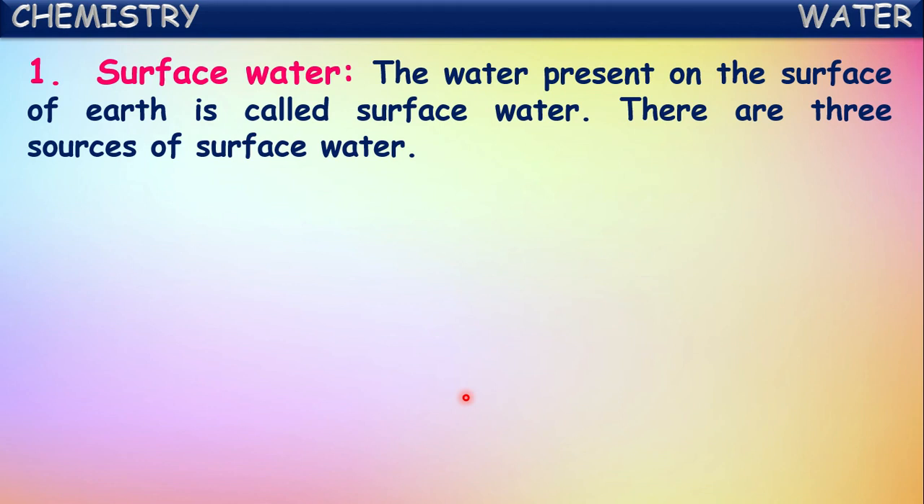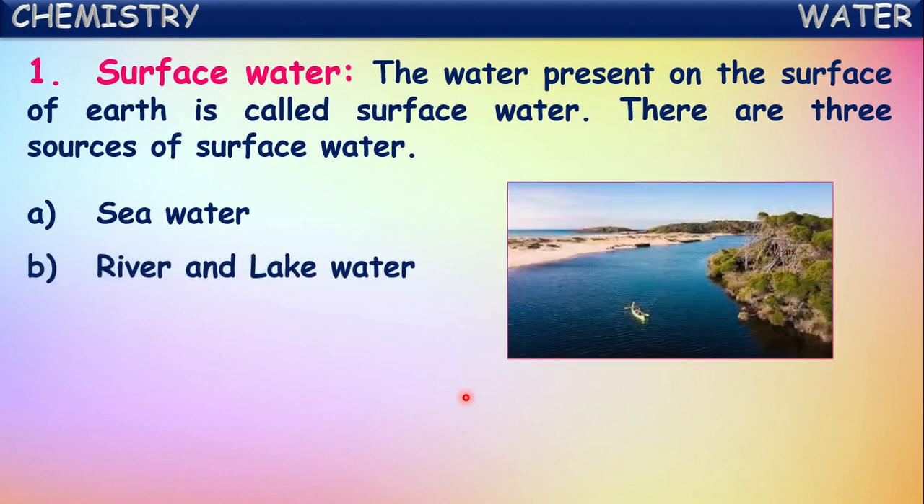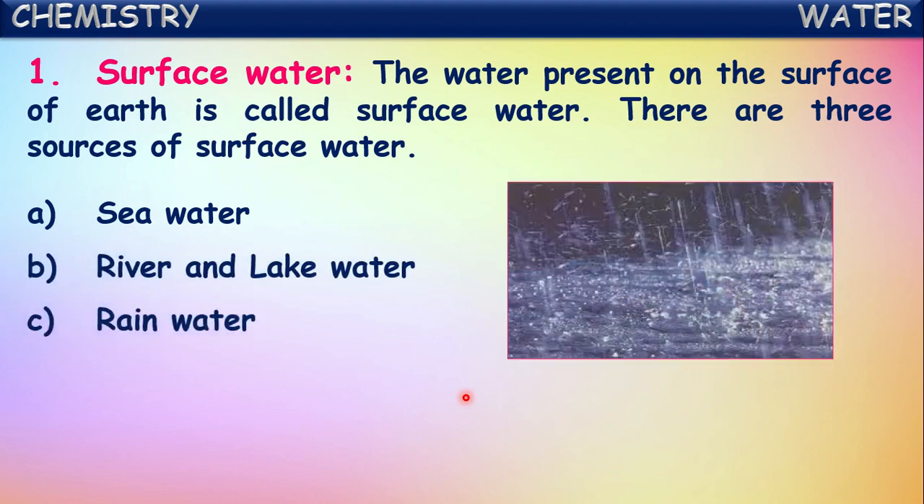So these all can be categorized into three types. So the surface waters are of three types. They are sea water, next river or lake water, and another one is rainwater. These all waters are present on the surface of the earth. So we say this is surface water.